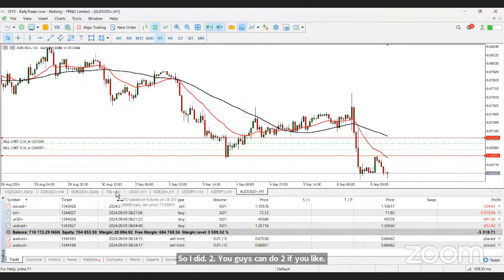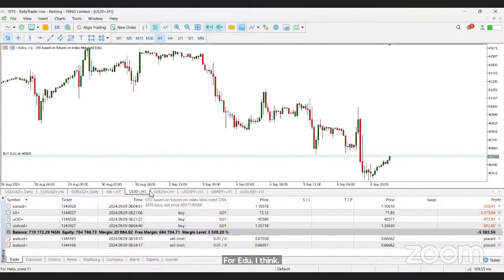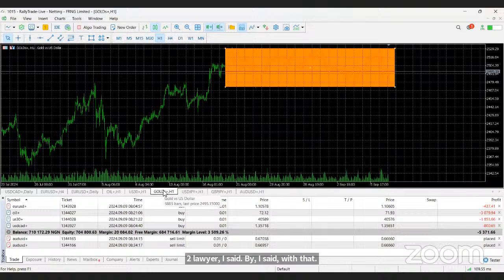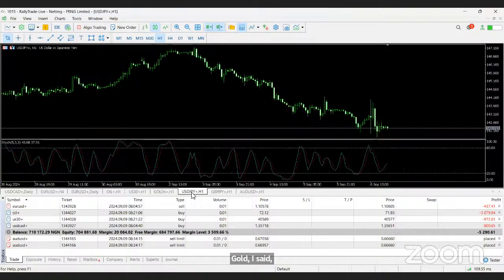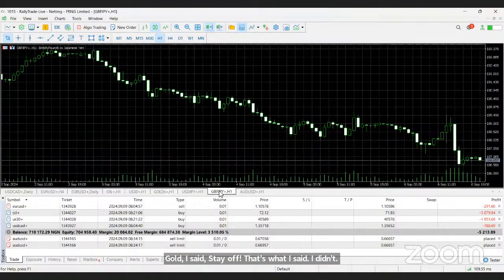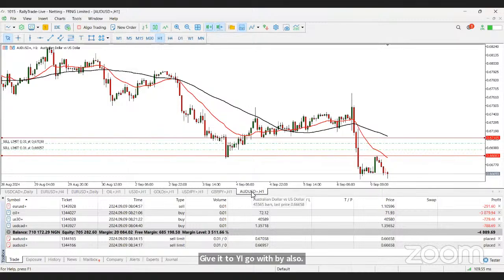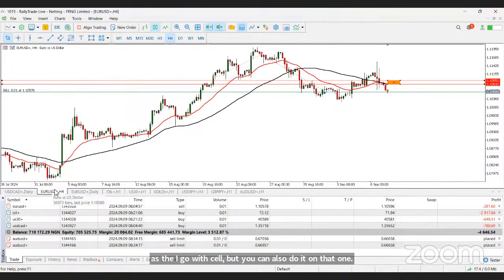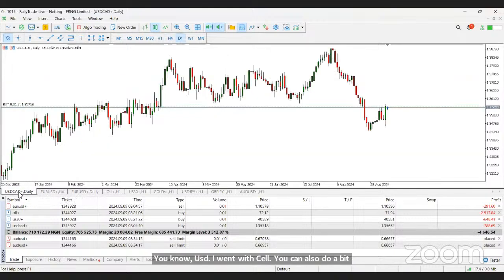Crude oil, I said buy. I said it. I stand with that. US30, I maintain buy. Gold, I said stay off. That's what I said. I didn't trade on it. USD/JPY, I said buy. GBP/JPY, I go with buy also. AUD USD, I go with sell, but you can also do sell limit on that one. Euro USD, I went with sell. You can also do sell limit on that one. USD CAD, I go with buy. You can also do, sorry, buy limit on this one.